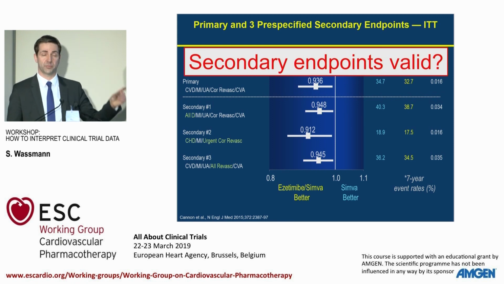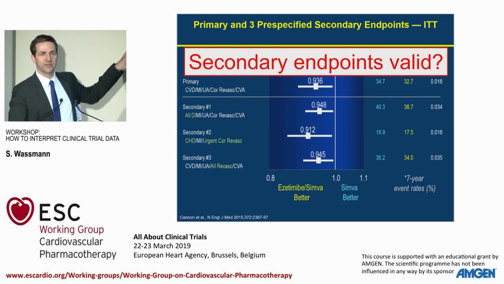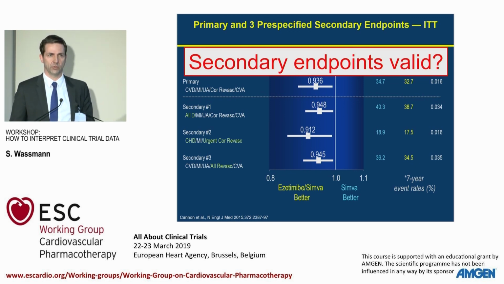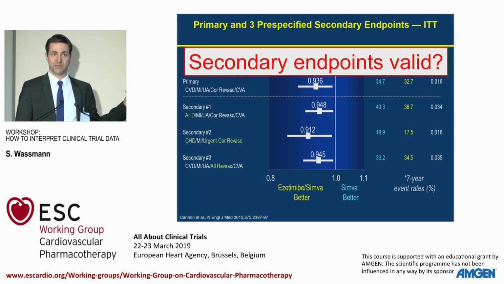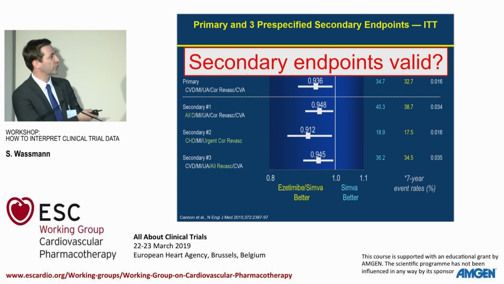So if your primary endpoint is not significantly different, the secondary endpoints are hypothesis generating only. But in this case, you have a significant difference. So the primary endpoint was significantly different, and that's why it's absolutely valid to look at the secondary endpoints. But that's the formal answer to this.